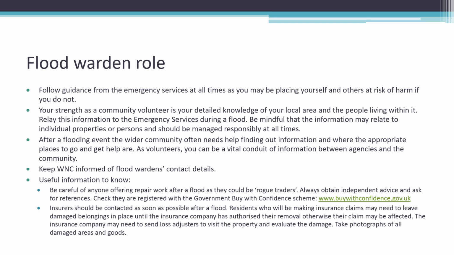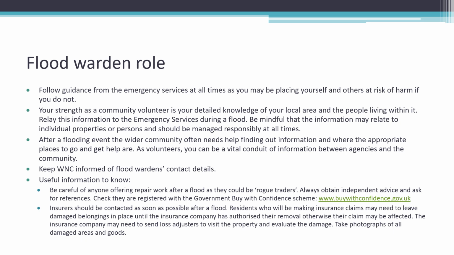Help relay information to the local community. After a flooding event, the wider community often needs help finding out information and where the appropriate places to go and get help are. As a volunteer, you can be a vital conduit of information between agencies and the community. Please keep the council informed of flood warden contact details. If these details change, please send me an email. I provided my email address at the beginning of the slide deck.